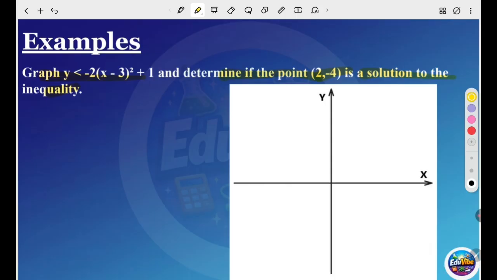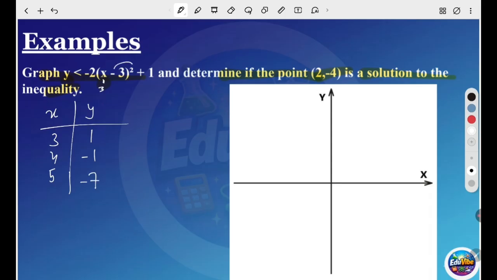So for this, we again put the x values in and get the y values. Like I showed you how we make the table of x and y. If I put x is equal to 3, I get a y value of 1. If I put x is equal to 4, I get minus 1. If I put x is equal to 5, I get a y value of minus 7.